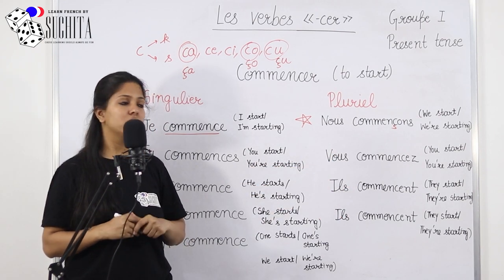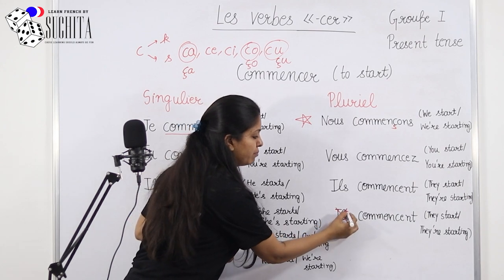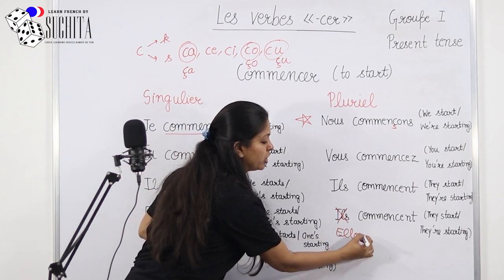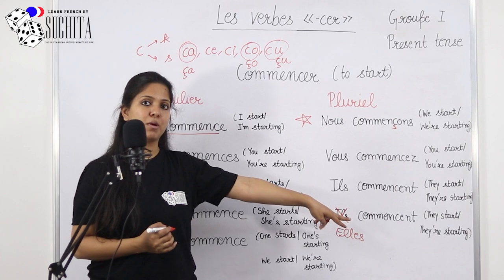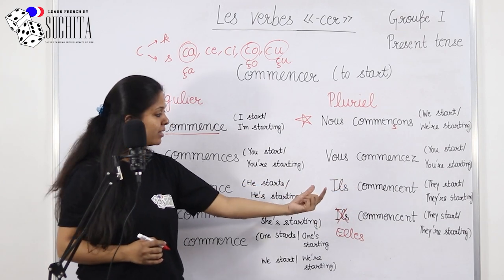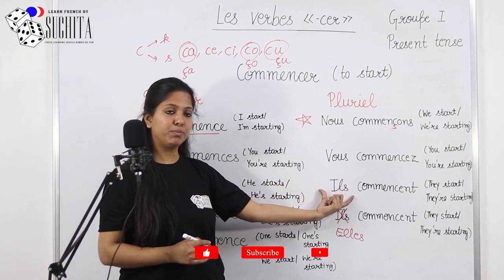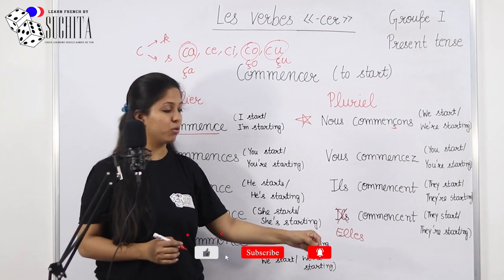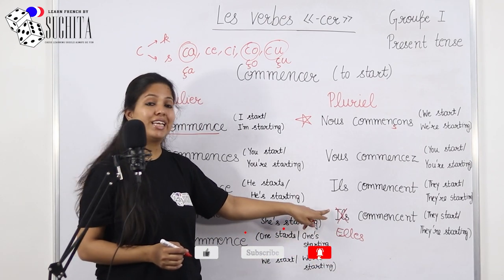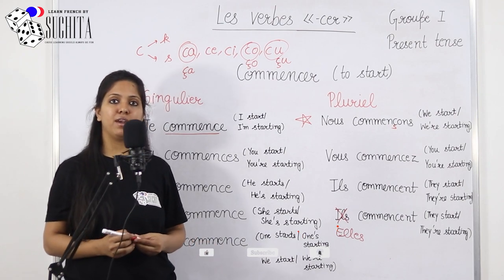And elles commencent. Oops, I'm sorry, I have written by mistake il. It should actually be elle. Elles commencent, which means they start or they are starting. So ils, that's masculine plural, and elles, that's feminine plural. Just make the correction. I wrote il by mistake, it has to be elle.